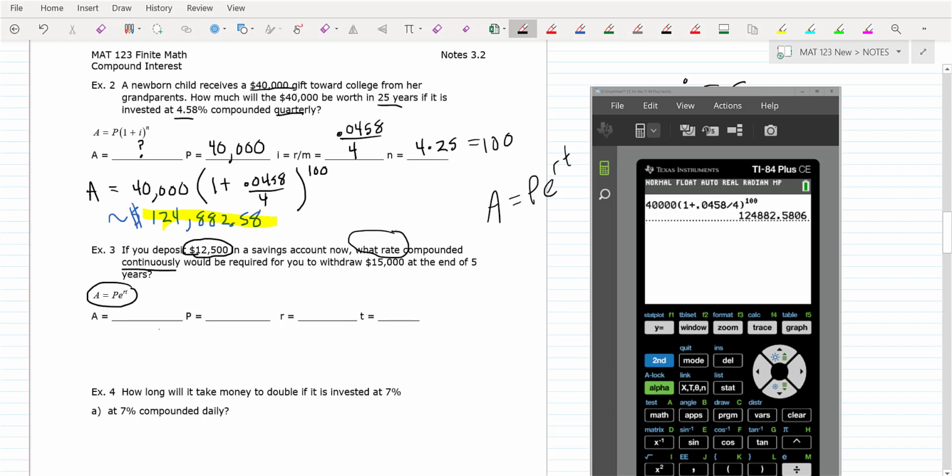Now you're going to start solving equations. So the amount, which is the amount? Is it 12,500 or 15,000? How do you know? Because it's bigger.